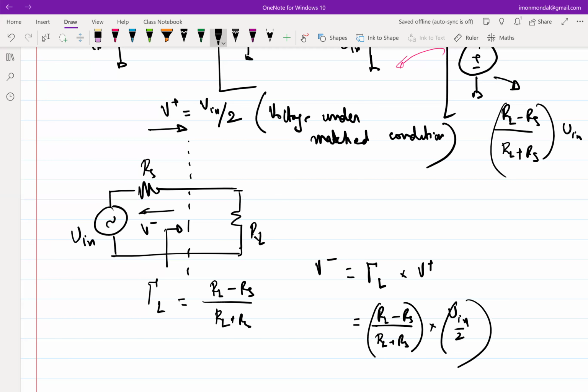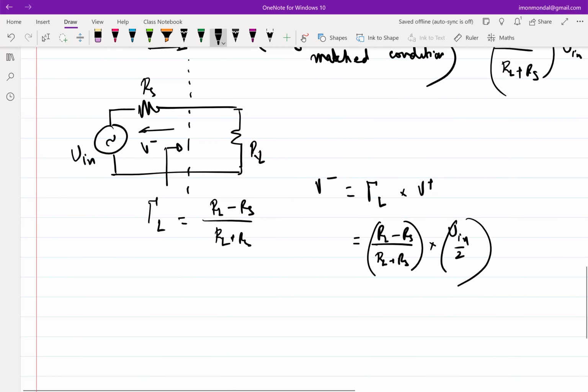Right, and when you add these two up, clearly you see that you get RL by (RL plus RS) into P in, right? So one second. Let me just complete this. VL will be equal to V plus V minus, that is the forward going wave and the reflected wave, which will be equal to V in by 2, 1 plus gamma.